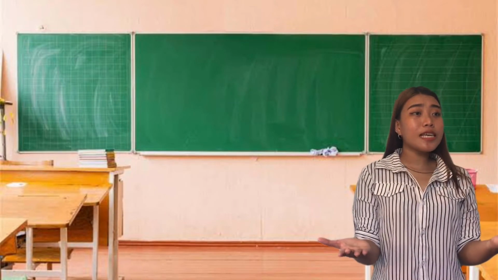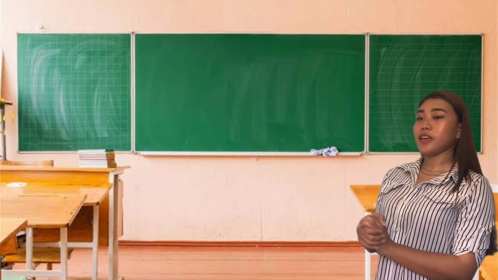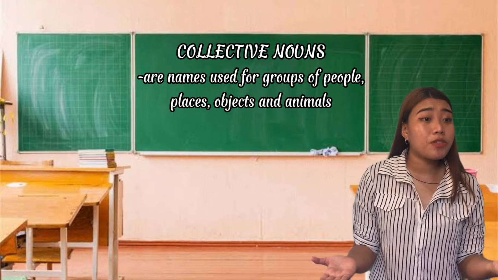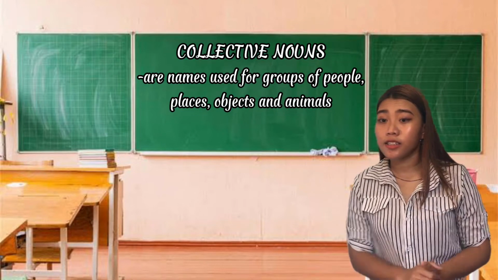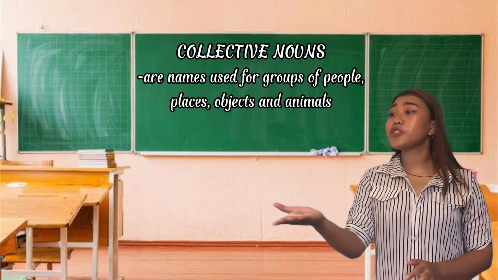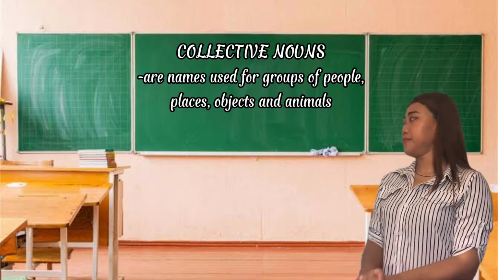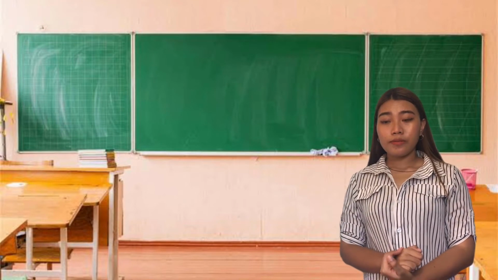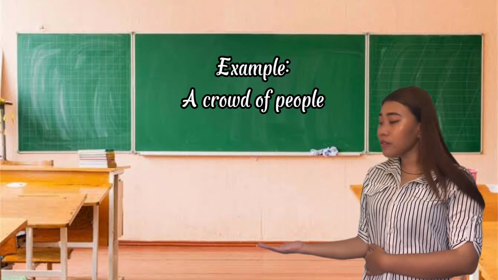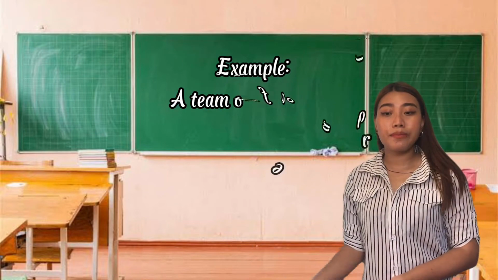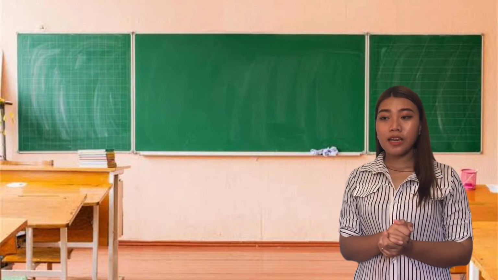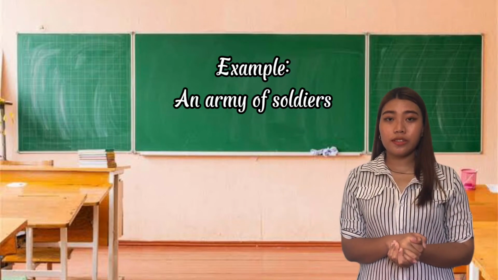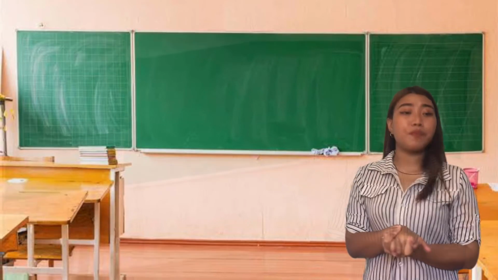Okay, so let's proceed to the next one. The collective nouns. Collective nouns are names used for groups of people, places, objects, and animals. For example, in a group of people, a crowd of people, a team of footballers, a gang of boys, an army of soldiers. That's an example of a group of people.